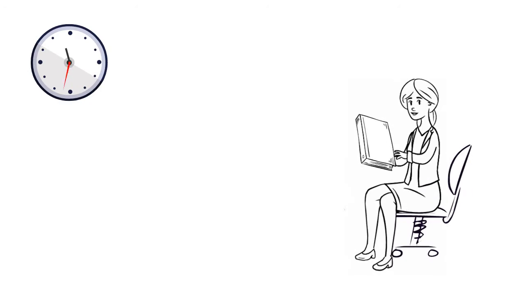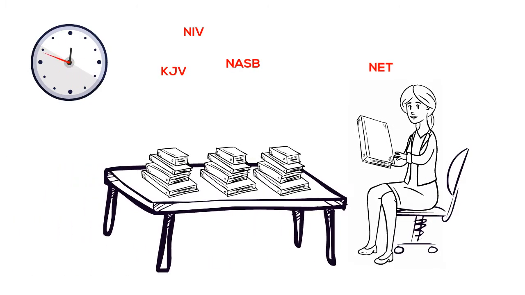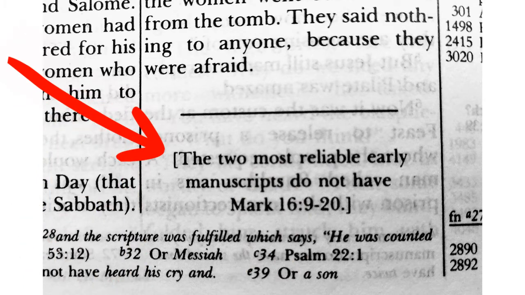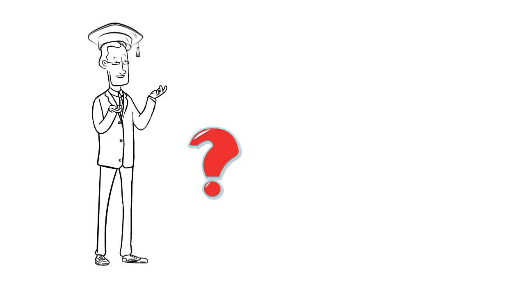If you've spent much time comparing Bible translations, you've noticed that some verses, or portions of verses, have been moved from the main text into a footnote. The footnotes usually say that the verse does not appear in the earliest and most reliable manuscripts. Why are these verses questioned by scholars?